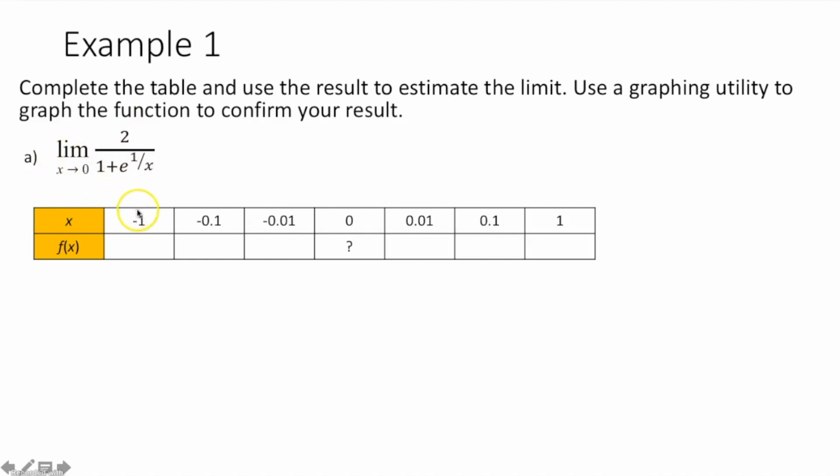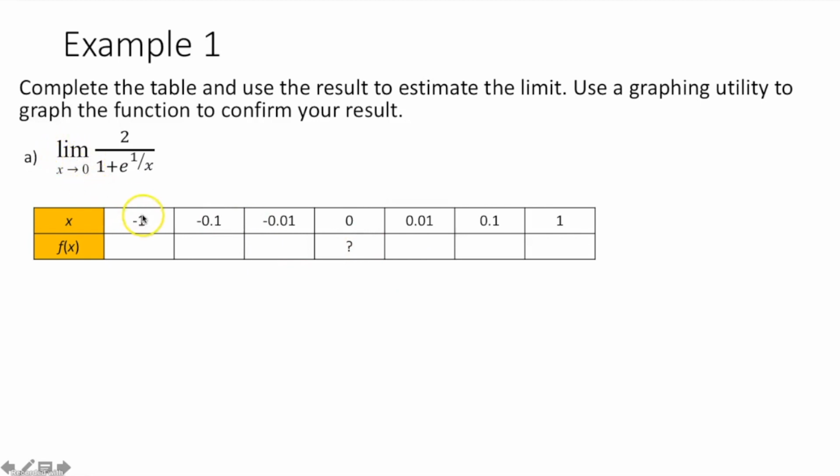So in our table, we're picking 3 x values to the left of 0 and 3 x values to the right of 0. We do that because we want to make sure that it's approaching the same y value from both sides as x approaches 0. That way we could say that definitely the limit exists at a particular y value.